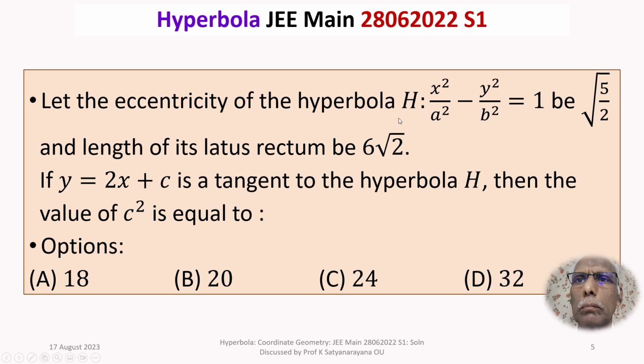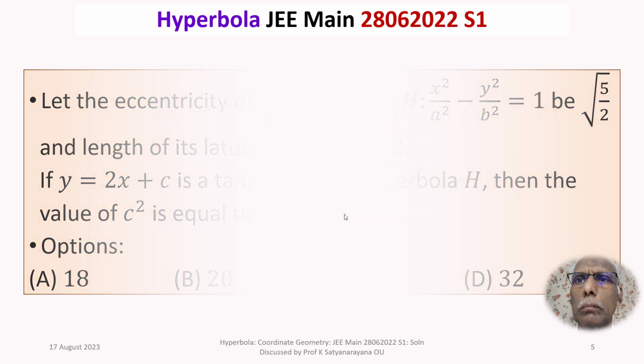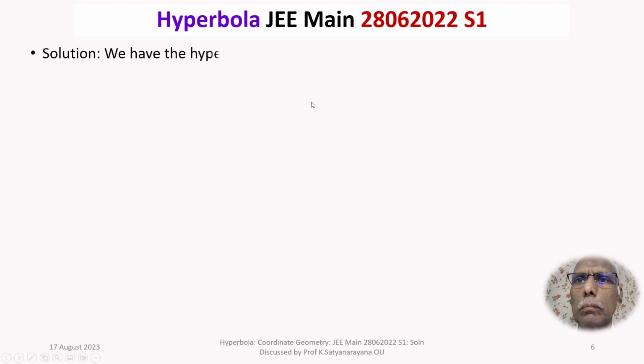We have the hyperbola H given by x square by a square minus y square by b square is equal to 1. It is given the eccentricity of this hyperbola as under root 5 by 2 and its length of latus rectum is 6 root 2. If y is equal to 2x plus c is a tangent to the hyperbola H, we are required to find the value of c square. We now discuss the solution of the problem in detail.